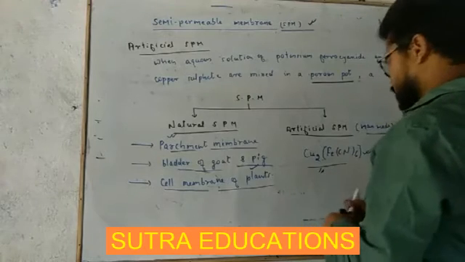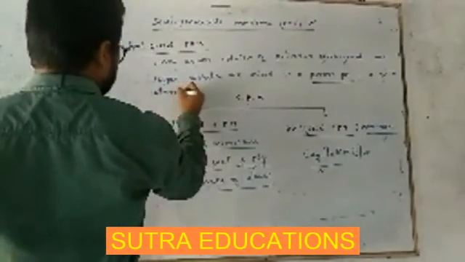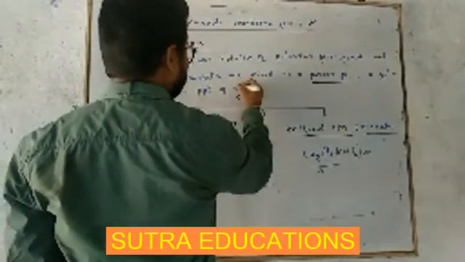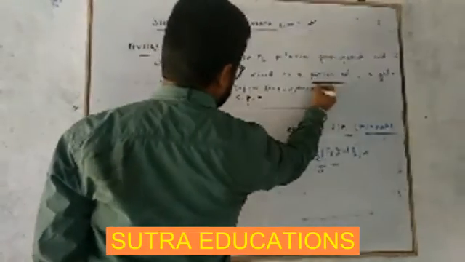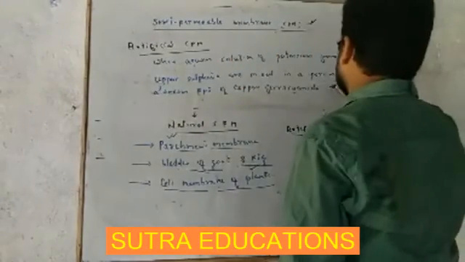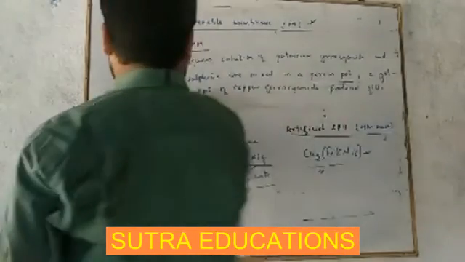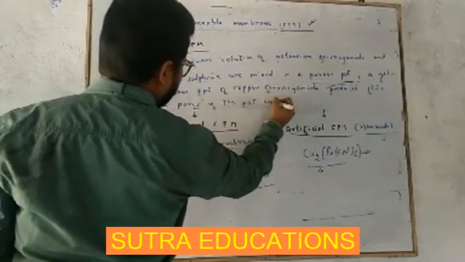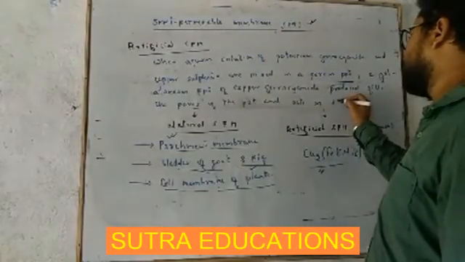a gelatinous precipitate, PPT, of copper ferrocyanide fills the pores of the pot and acts as a semi-permeable membrane, SPM. Got it?